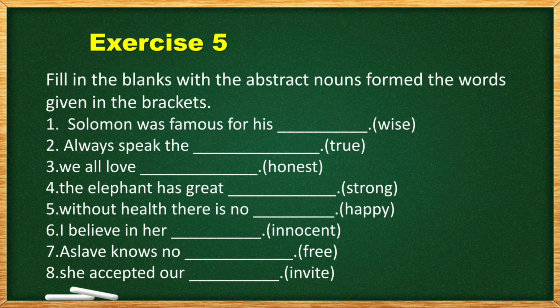Number 2. Always speak the blank. Here the word true is given. We make abstract noun from this. Always speak the truth. Here you have to do all the exercise to understand the noun topic properly. You can share your answers in a comment section.